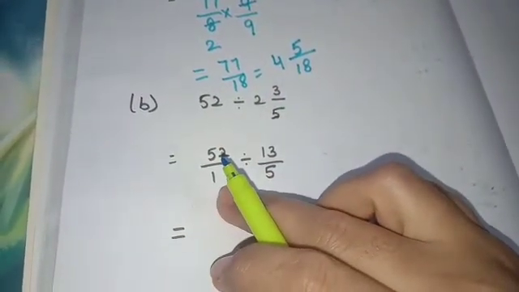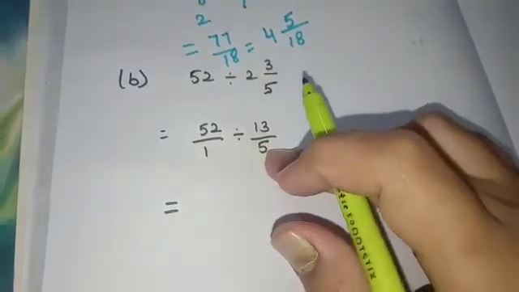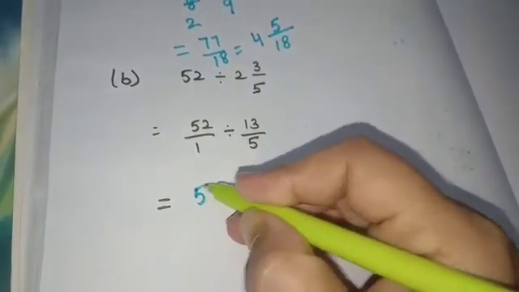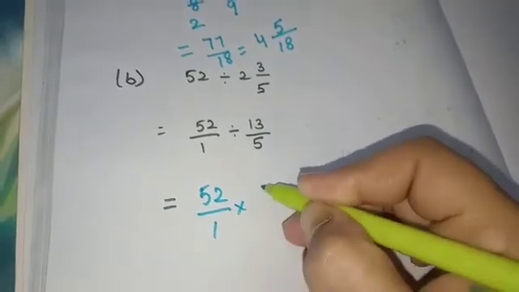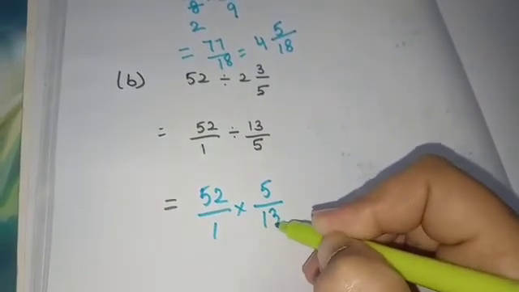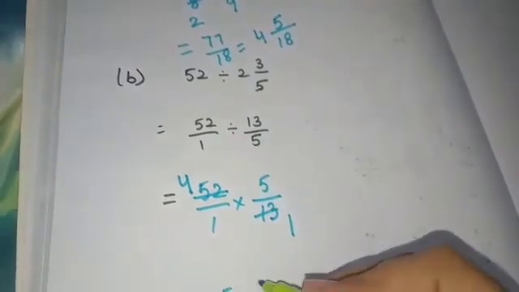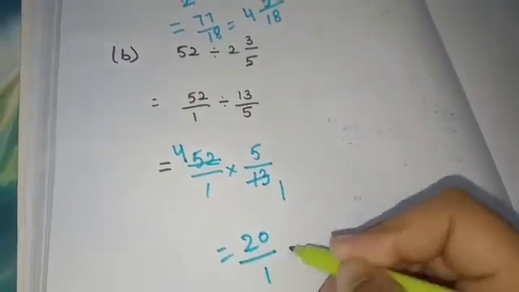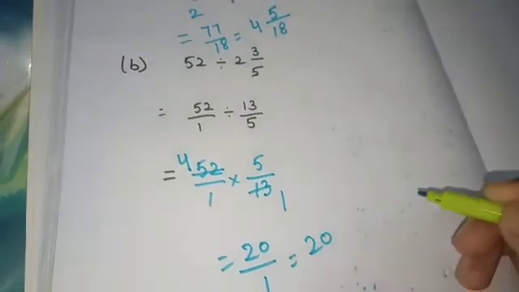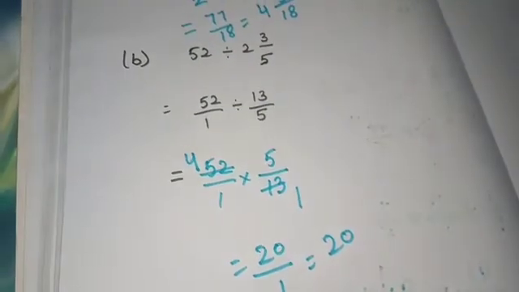Okay, and its B part is 52 divided by 2 3 by 5. There is nothing under 52, so we will write 1. Mixed will be converted to improper. Then the division sign will be converted to multiplication with a reciprocal. Then 13 1s are 13, 4s are 4. 4 5s are 20, 1 1s are 1. 1 can be left and 20 is the answer.